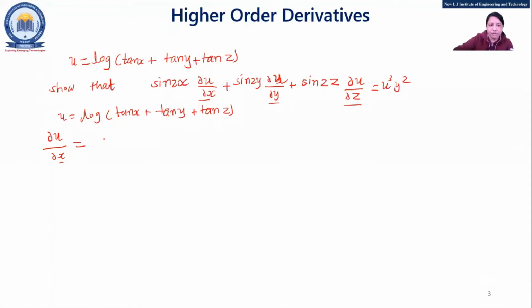So I'll write 1 upon 10x plus 10y plus 10z. This is the log. Now again, chain rule. But we are finding the derivative with respect to x. Here it's y and z. So what are we going to do? The other variables are supposed to be considered as constants. So 10y and 10z are going to be considered as constants. So what is the differentiation of now only 10x?